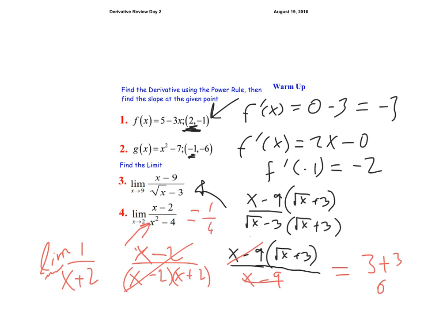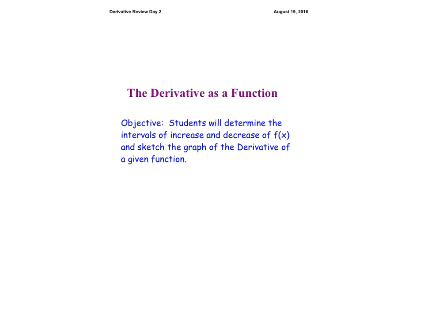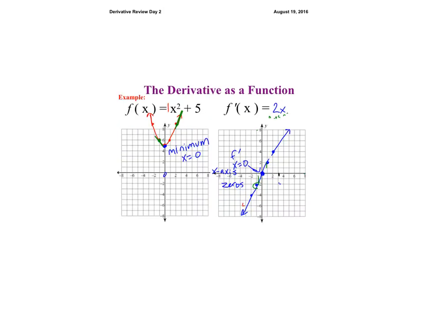Let's move on. Today's objective: students will determine the intervals of increase and decrease of f of x and sketch the graph of the derivative of a given function. Please get this in your notes. So, finding the derivative has always been easy. In this case, x squared plus 5, when we want to find the derivative, we just use the power rule, it's 2x. So a parabola will have a linear derivative.